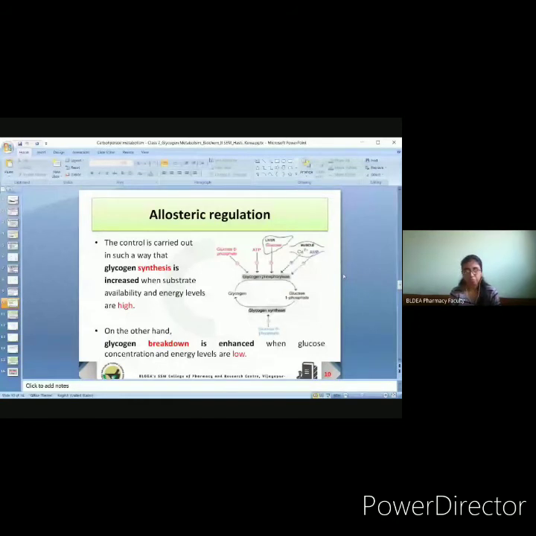Yes? Understood how this allosteric regulation takes place in the synthesis as well as degradation of glycogen? Okay. Others? Any doubts? Okay, fine.